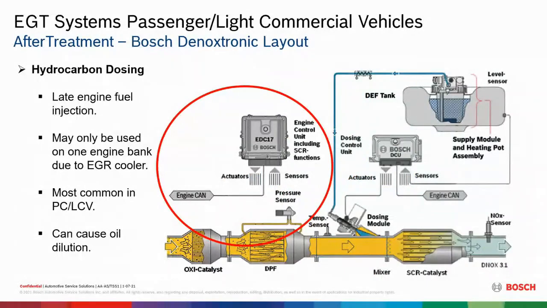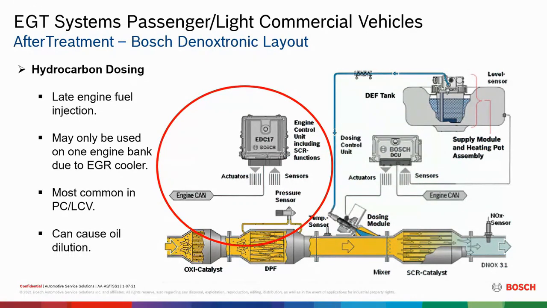So the next thing down the line is the hydrocarbon dosing, and we're going to use the ECU to control that. It's going to be done with late ignition timing. Maybe only used on one bank due to the EGR cooler. We don't want to run raw fuel through the EGR cooler. That would definitely cause a problem, plug that up too fast. So some manufacturers just choose to use one bank for dosing.